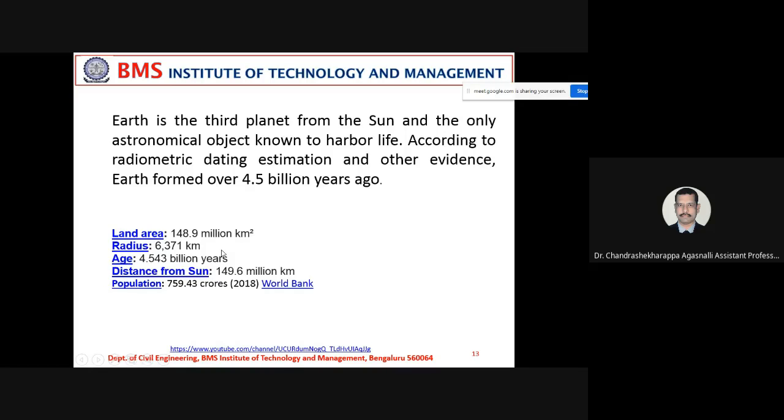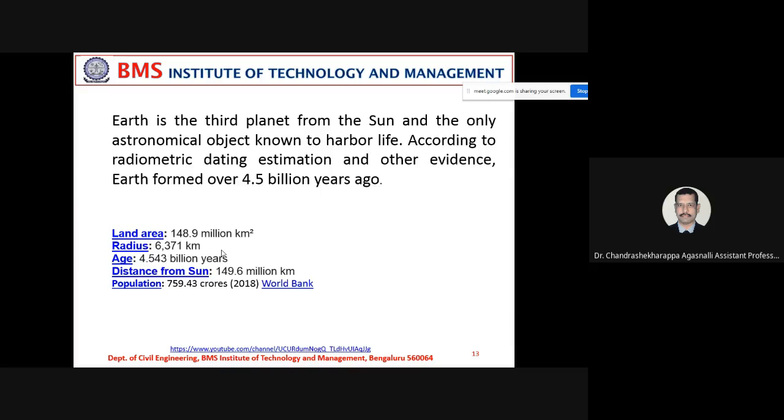It is a central part of the earth. Earth is divided into three layers, as I told in the last class: crust, mantle, and core. The core, the innermost part, is the central part of the earth, which has a radius of about 6,371 kilometers.